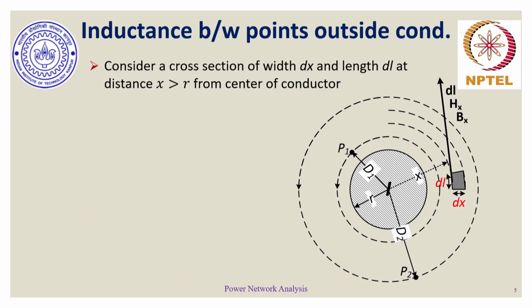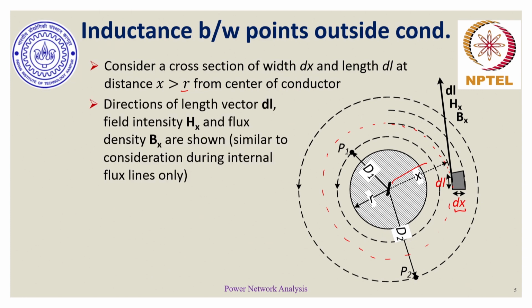We are considering a similar cross section to the way we discussed in internal inductance evaluation. We are considering a cross section of width dx, which is at a distance x, which is more than r, indicating a point which is outside the conductor. At a distance x from the center of the conductor, we have taken a cross section dx, and the length of this cross section is dl, which is measured along the periphery of this circle whose radius is x from the center of the conductor.